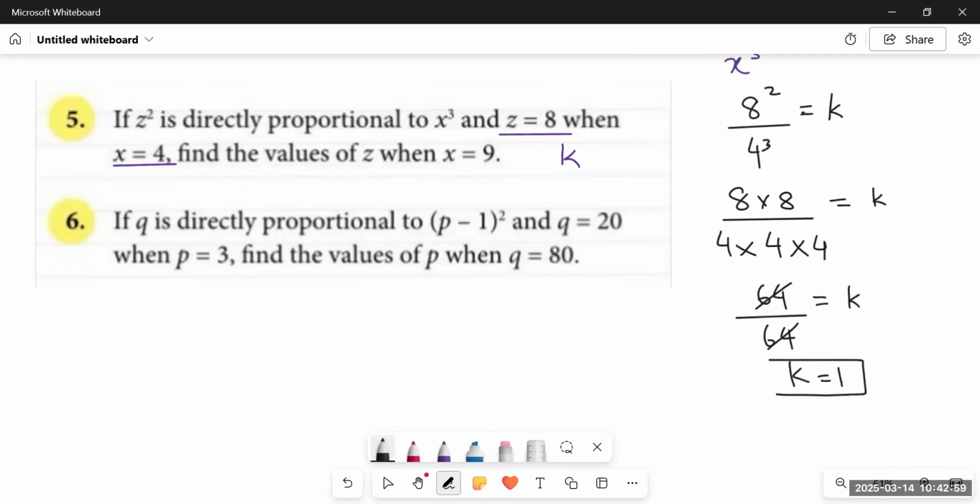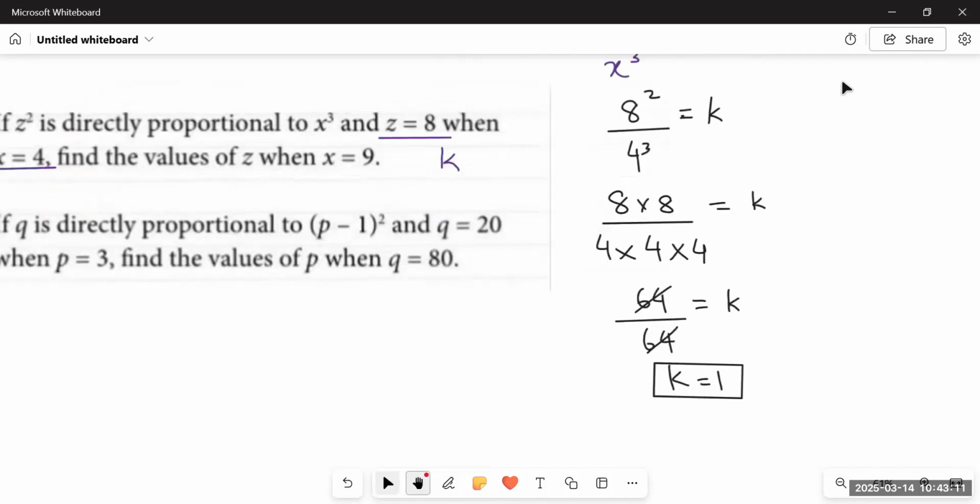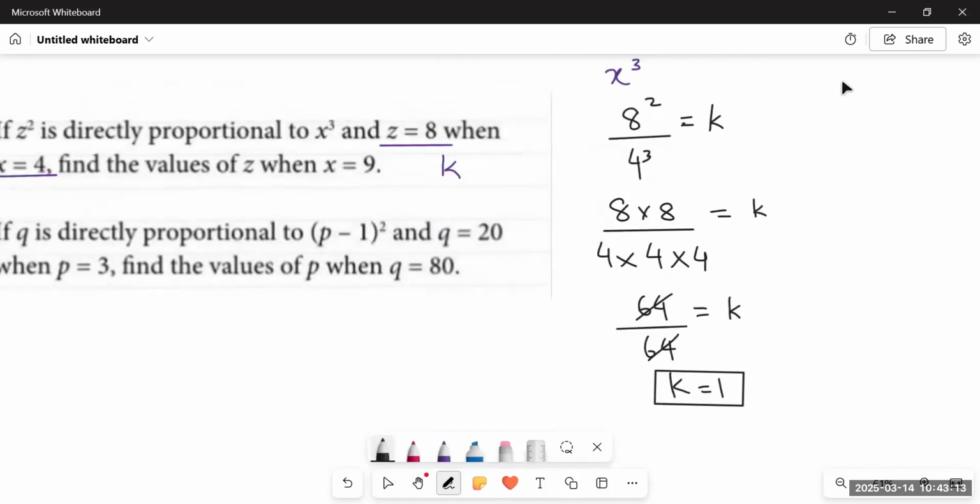Just like we got K equals 1 in part D of question number 4. So we have got the constant as 1. And now we are going to substitute the value of K in this equation, which was Z square equals 1 x cube. I'm not going to write 1 over here since we do not write 1 as the coefficient.